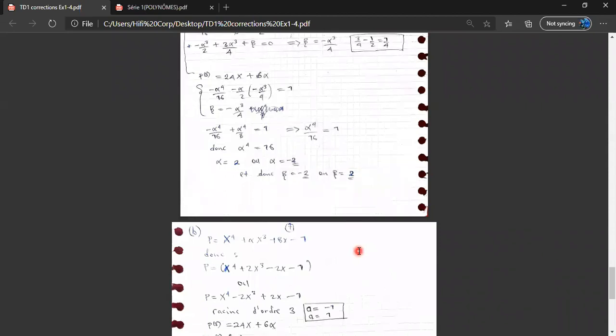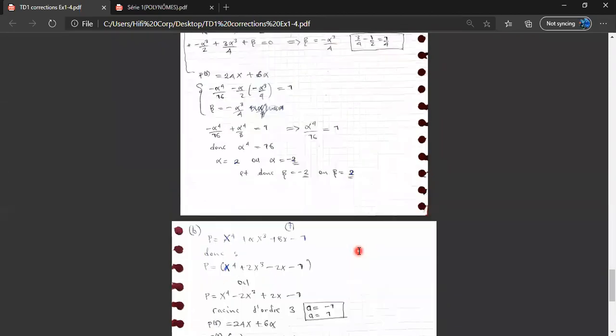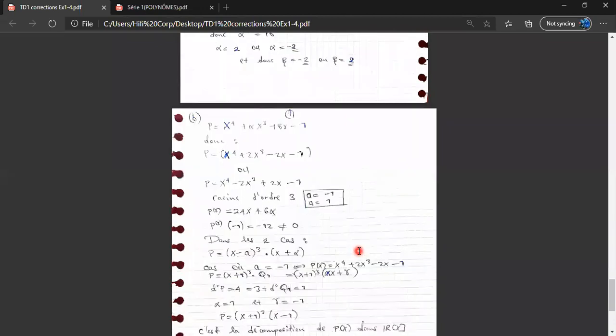So we go to our B. P is equal to x to the power 4 plus alpha x3 plus beta x minus 1. So we're going to have two equations. When our alpha is equal to 2, our beta will be equal to -2. So our first will be x to the power 4 plus 2x to the power 3 minus 2x minus 1, or our other polynomial will be P equal to x to the power 4 minus 2x3 plus 2x minus 1.